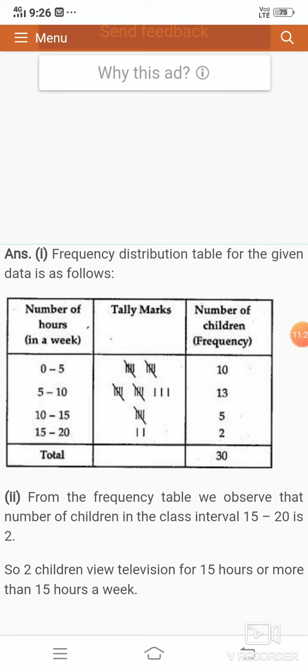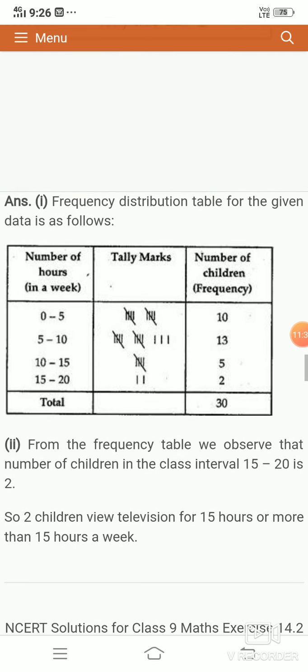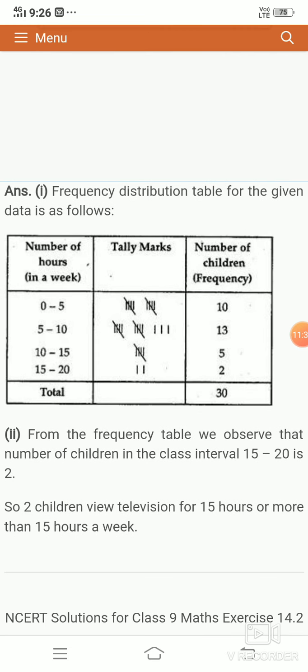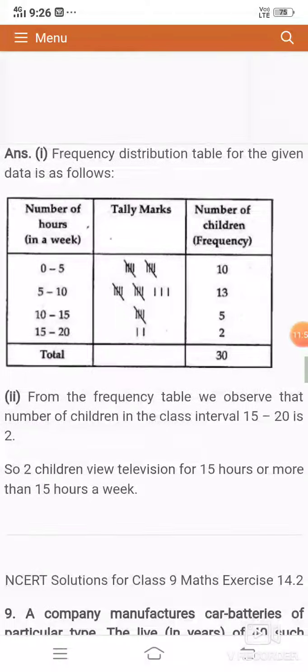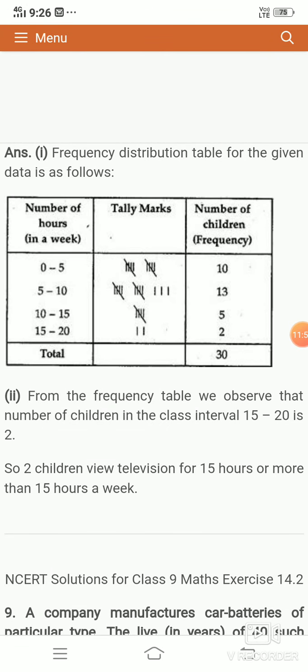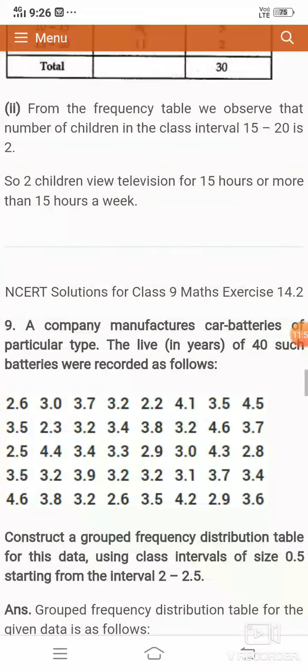For that, the tally marks and number of children, the frequency, are given. From this you can get the answer. From the frequency table, we observe that the number of children in the class 15 to 20 is 2, the least. So 2 children view television for 15 hours or more than 15 hours a week. How many children watch television for 15 or more hours a week? That is only 2 children, right? Next question.